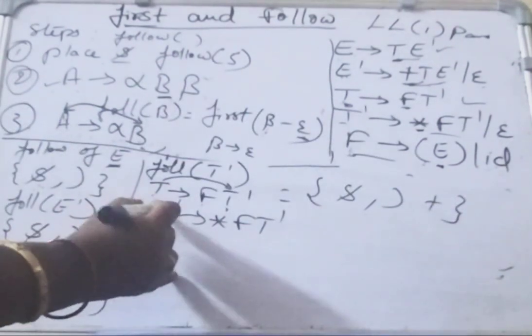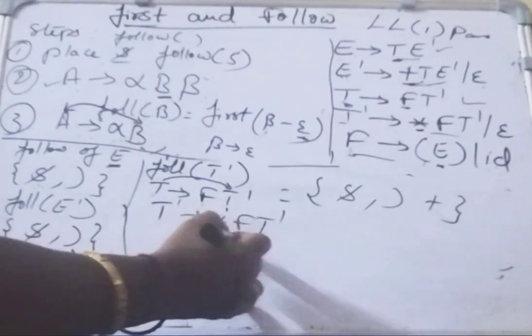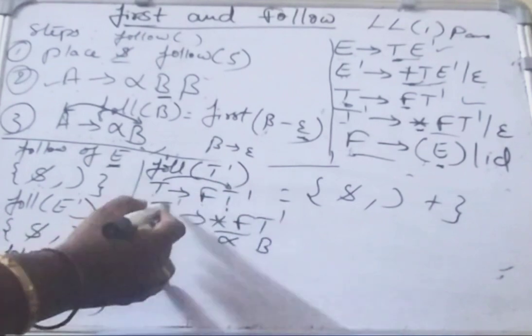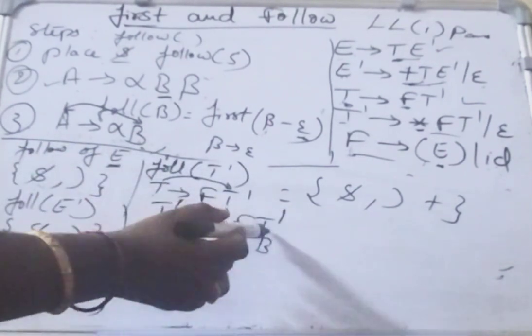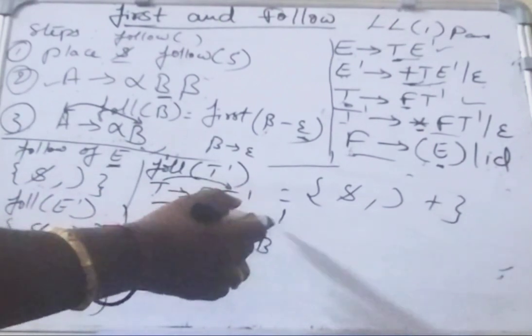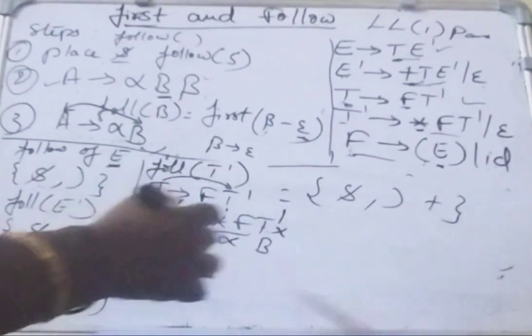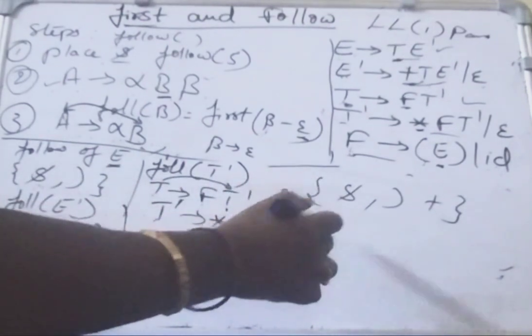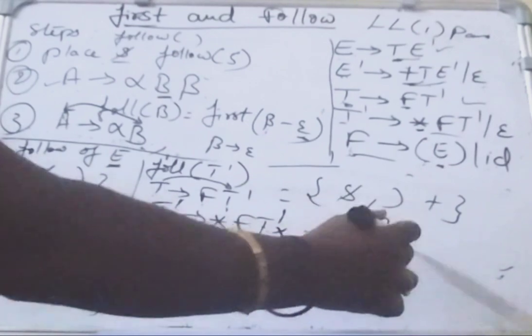And see this production, guys. Follow of t dash: here this is alpha and this is my b. Here also t dash and here also you have t dash. If the symbol at the last right hand corner is the same as the left hand side symbol, just ignore this one. From this you will get pi, nothing, null. So union of this null gives you dollar, greater than, plus itself.